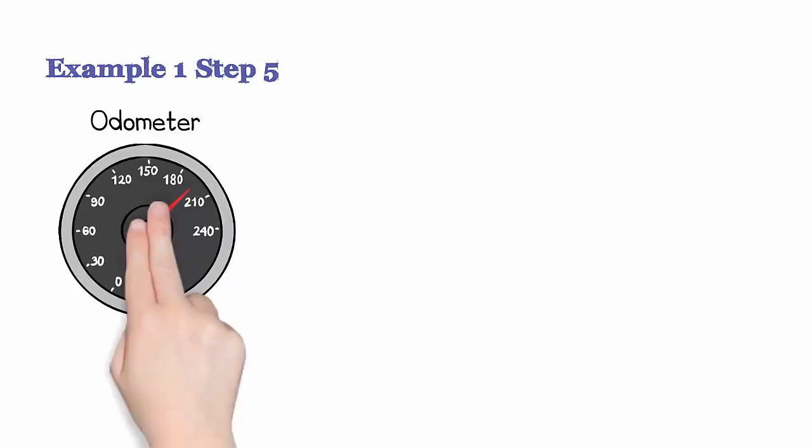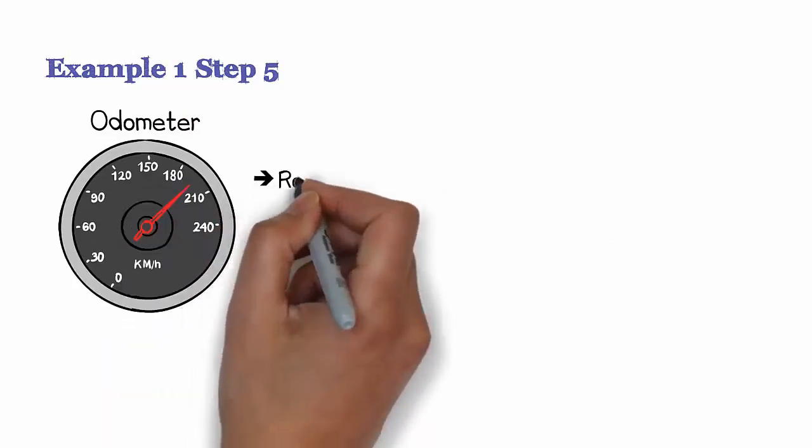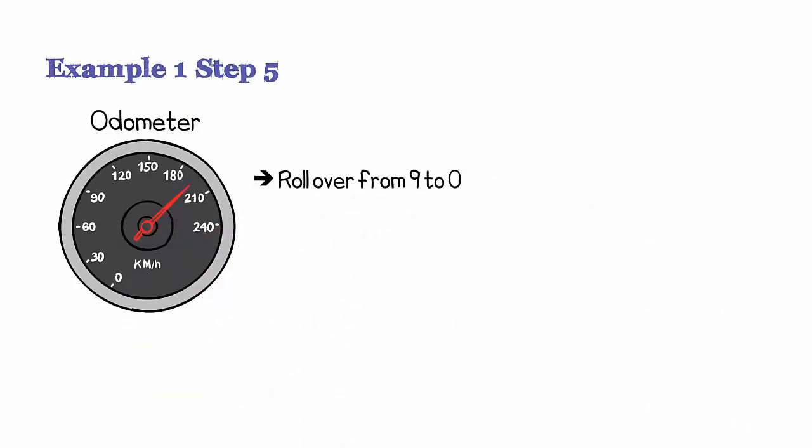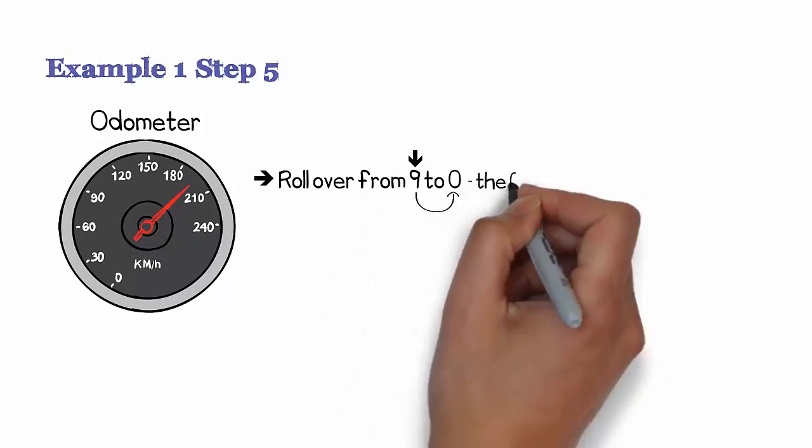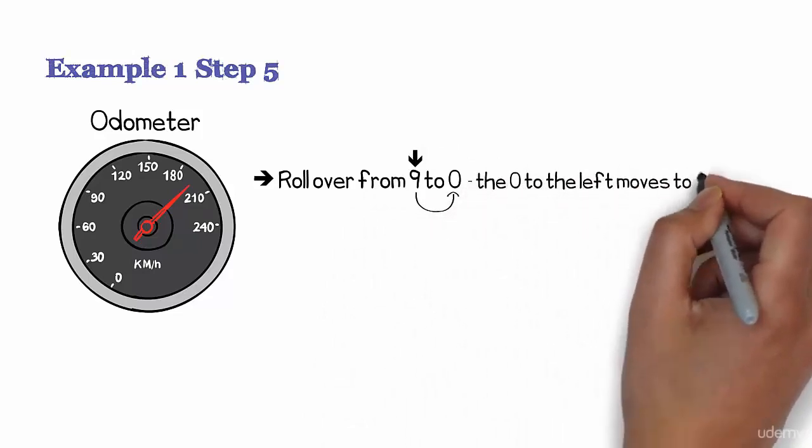Now just to help you with an analogy, in the real world we have an odometer in a car or motorbike, something like this picture. It will roll over from a 9 to a 0. When traveling, if the rightmost value is 9 and you drive another kilometer or mile, that will change to 0 and the 0 to the left of it will move to 1.